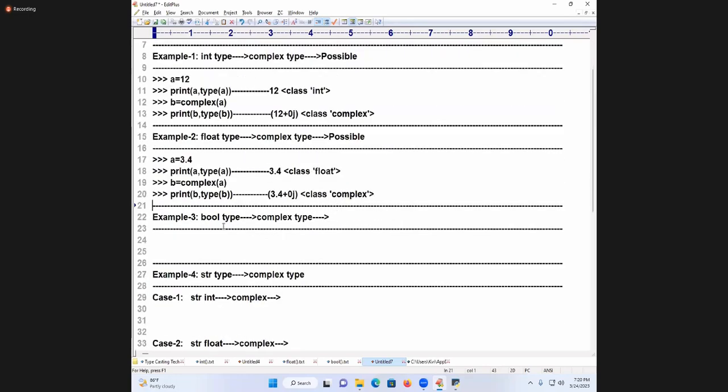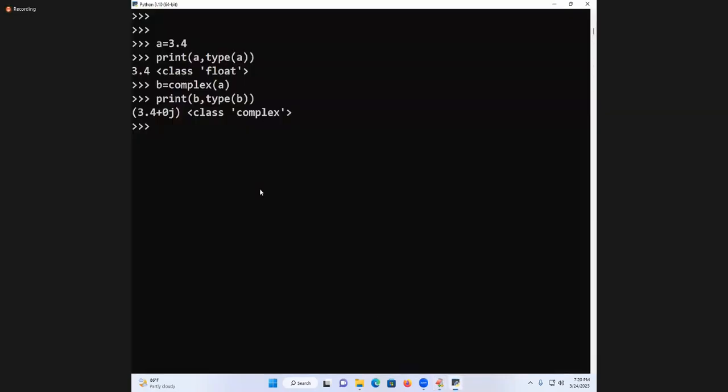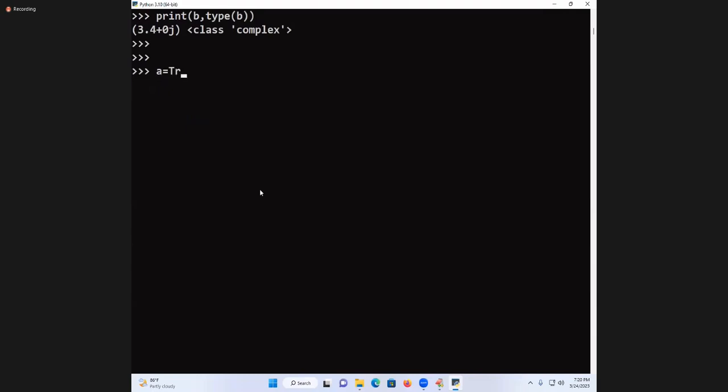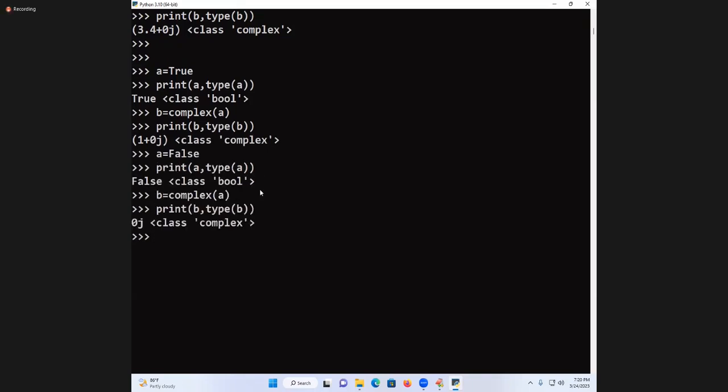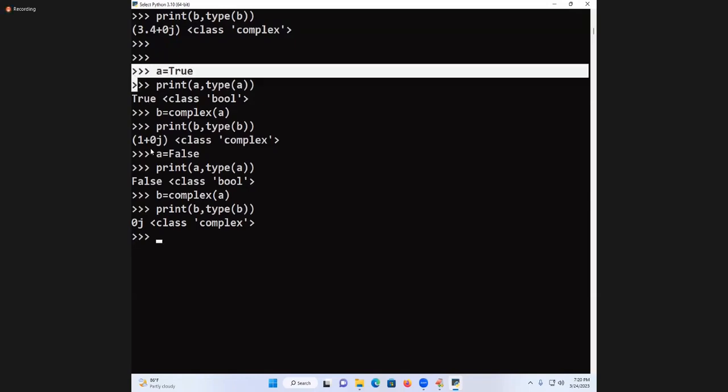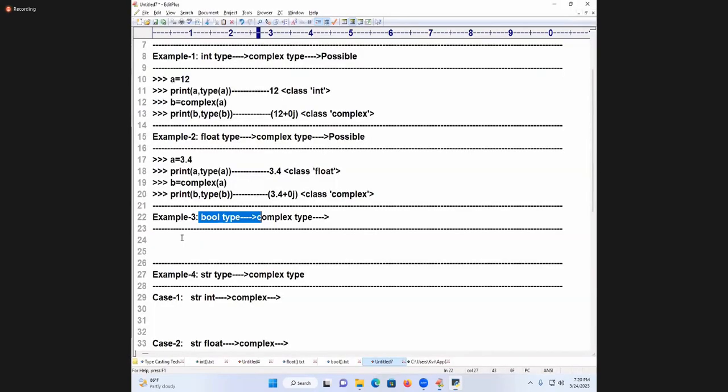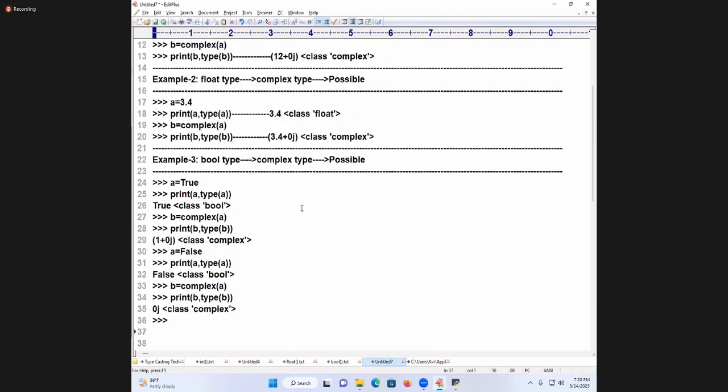Got it. Now, next what? Bool type. Be careful. A is equal to what? True. Print of A. Possible or not possible? Possible. Answer: 1 plus 0j. A is equal to False. Complex of A is 0 plus 0j, that is 0j only. Are you following me? Yes. So, possible or not possible? Possible. So, I'll take it. Here, the value is like this.